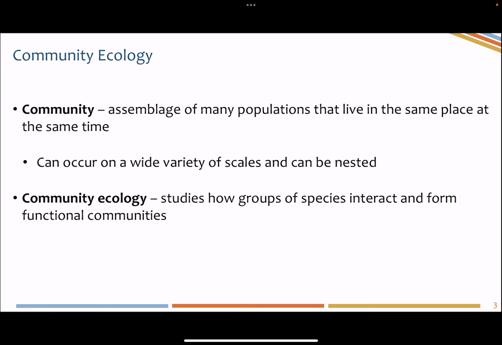So a community is essentially all of the living populations, all of the living organisms that are found in a particular area. So when we were talking about population ecology, we were talking about just one particular group of organisms, one species in a particular area. And here we're going to add in those other populations and talk about how communities interact.